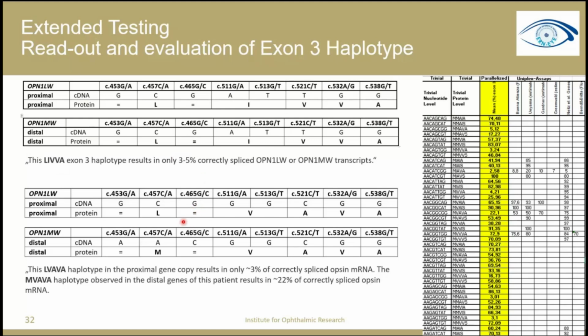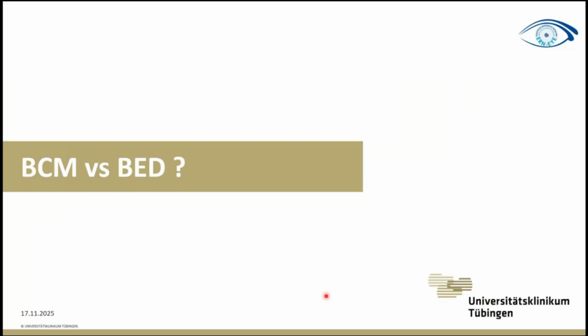Or in this case, for example, we have 2 different haplotypes, one in the proximal gene, which is an LVAVA, which is one of the common loss-of-function haplotypes. And in the green opsin copies, we have an MVAVA haplotype, which has been shown to roughly result in 20% of correctly spliced opsins. And taking all this into consideration, we then have to decide: is there a genotype that is suggestive of BCM? Or also BED is, of course, so Bornholm Eye Disease can be a diagnosis.